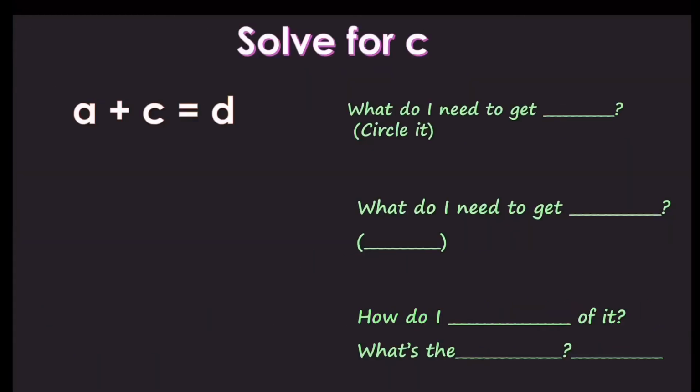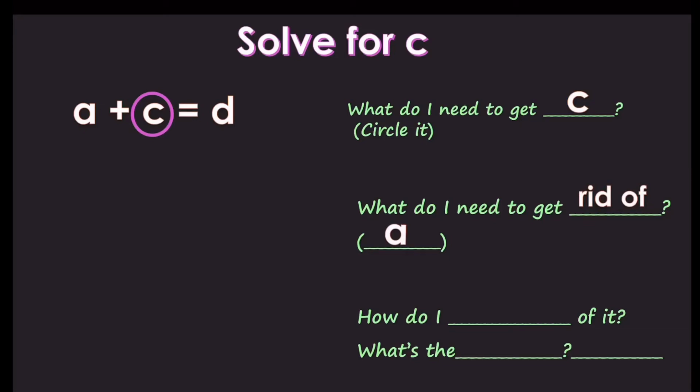So let's take a look. Notice we have our three questions here. The problem says solve for C. So what do I need to get? I need to get C by itself. So you're going to circle it. Circle it so you know that you don't want to move that variable. So now what do you need to get rid of? Well, looking at C, if I want C by itself, I have to get rid of A.